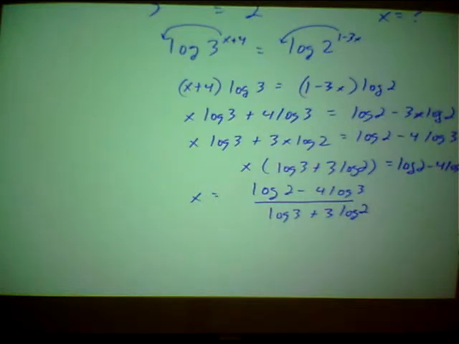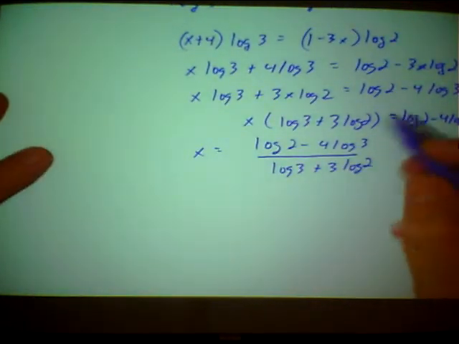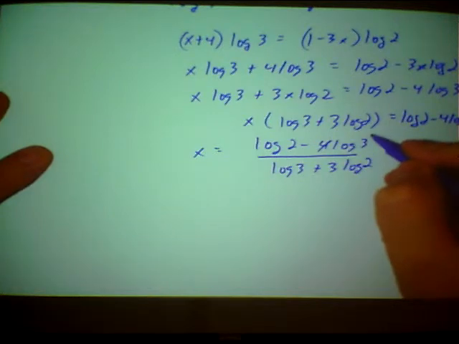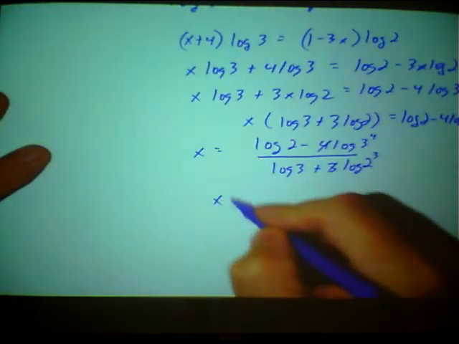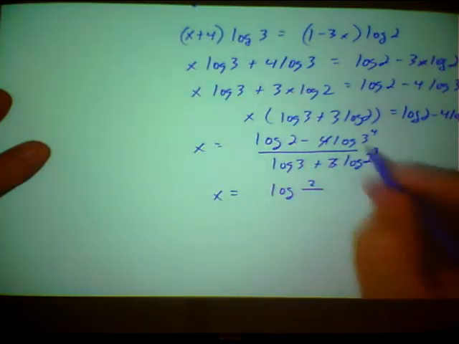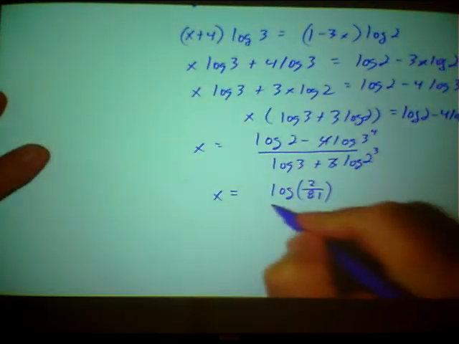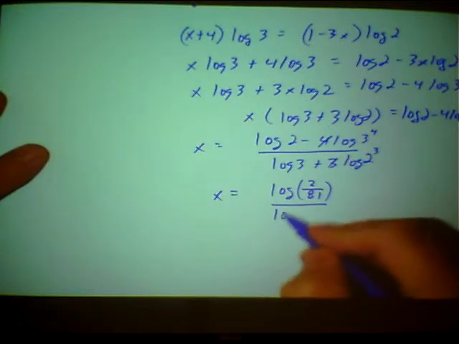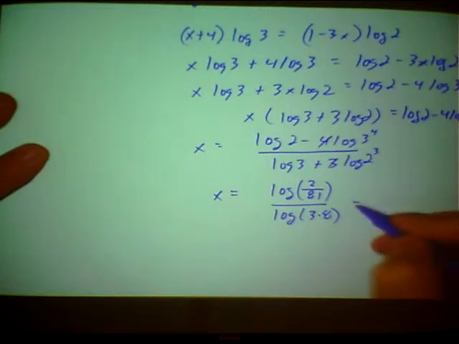Now at this point, you could actually grab your calculator and figure out the answer. But just for fun, let's use some of our rules about when you're adding or subtracting logs, combine them into one log, and let's just make this look a little simpler. First thing I'll do is this 4 here, I'll move it up here, and the 3, I'll move it up here. So then now I'm going to say x is log of 2 over 3 to the 4th, which is 81, and then on the bottom, log of 3 times 8, which is 24.